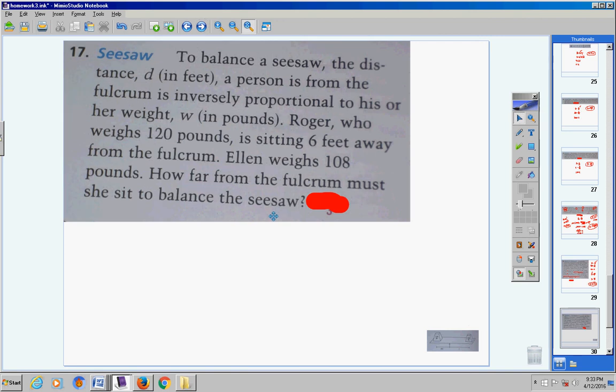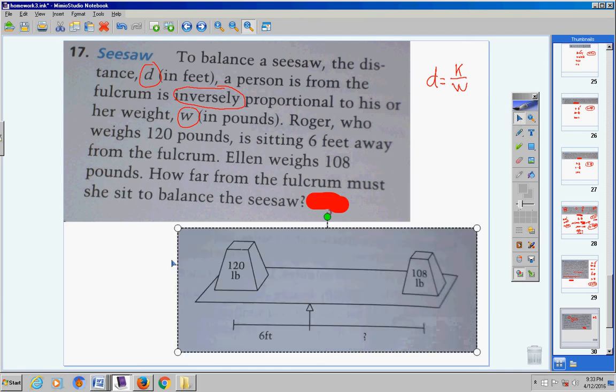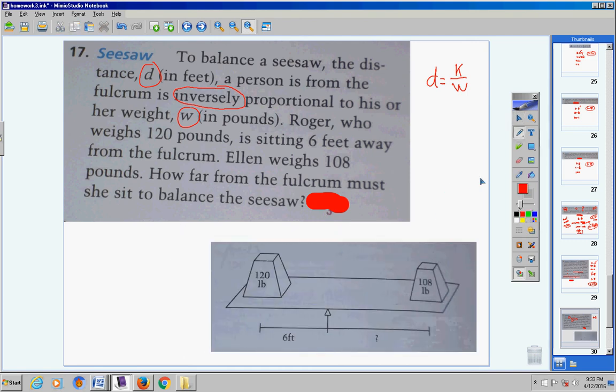To balance a seesaw, the distance d is inversely proportional or related to the weight. So d is inversely related to w. There we go. D is the distance you're sitting from the fulcrum. Now when they say fulcrum, fulcrum is the middle, okay? The fulcrum where it's balancing. There's the teeter-totter, there's the middle of it.